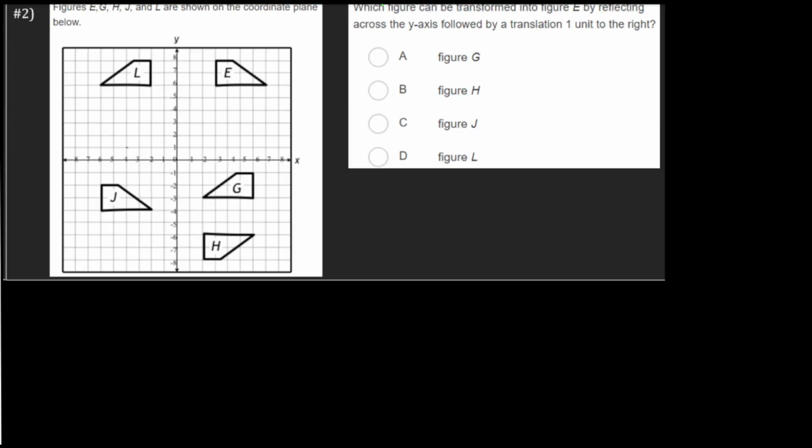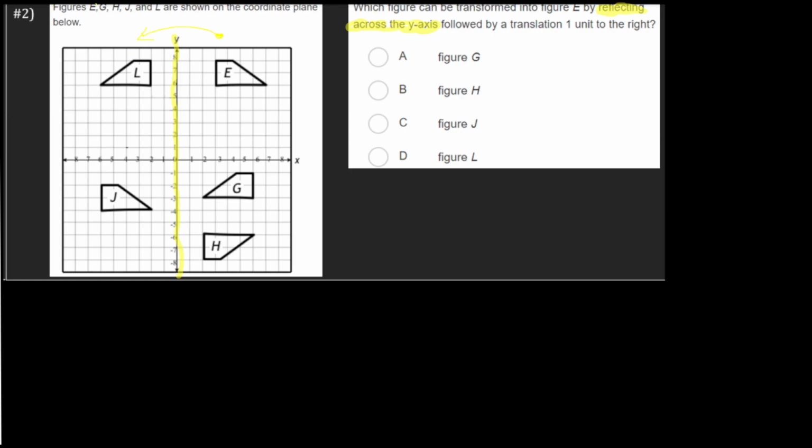For number 2, it says figures E, G, H, J, and L are shown on the coordinate plane below. It says which figure can be transformed into figure E by reflecting across the y and by translating it 1 to the right. So again, anytime I see that word reflecting, I could say across the y-axis. And so what I can do is highlight that y-axis, and I'm saying I have to go across that y-axis. I'm going from E over to here, and it moves 1 step to the right.